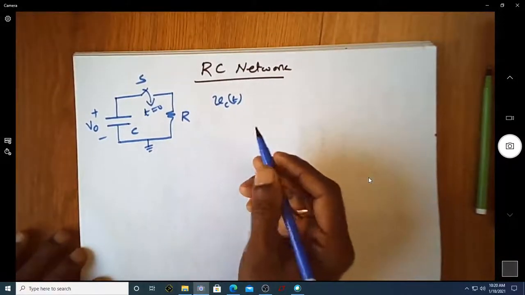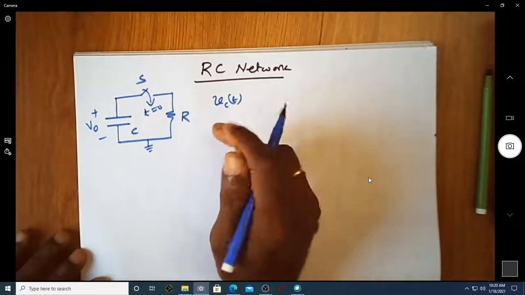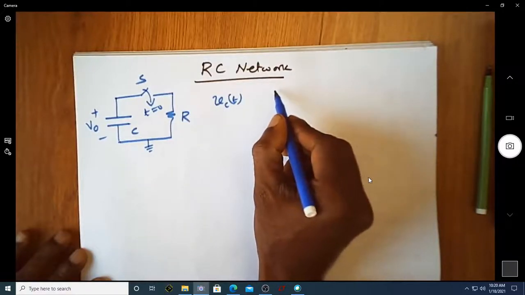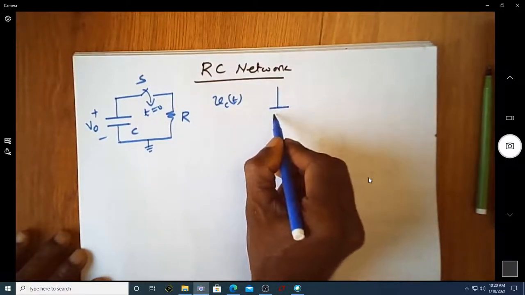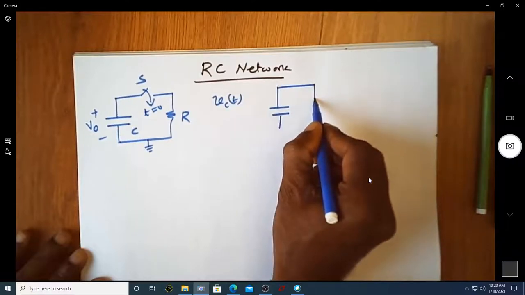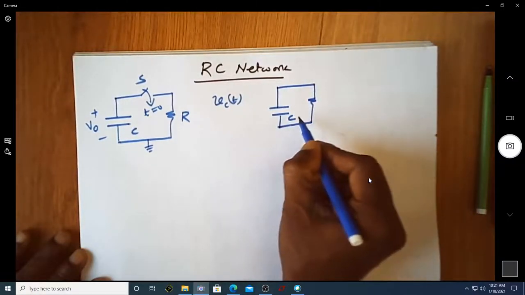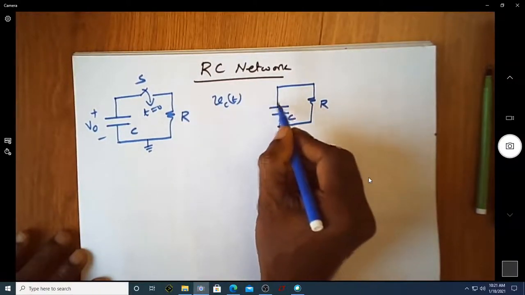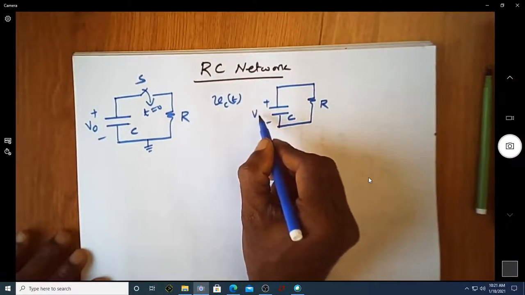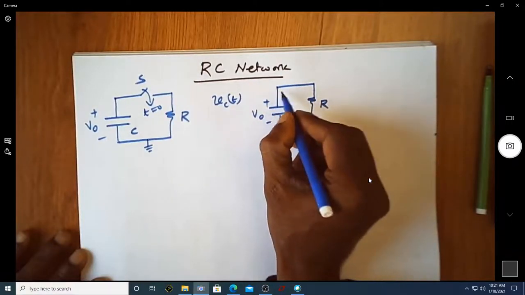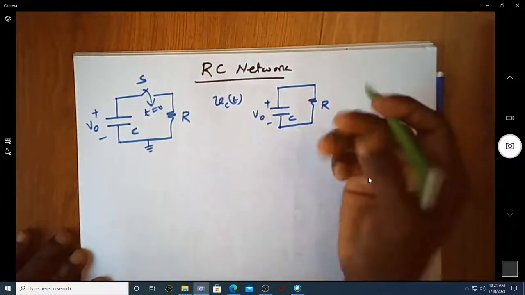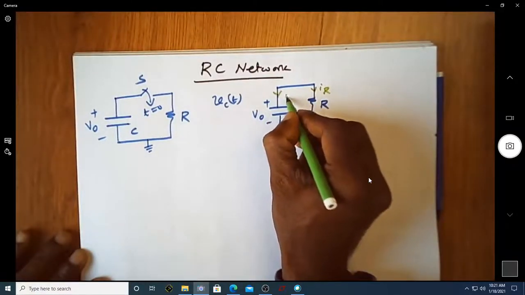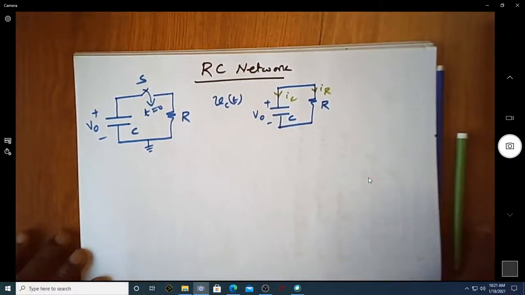So let us write the equivalent circuit of this RC network when this switch is closed. When the switch is closed, it will look something like this. So here this is the equivalent circuit, or how the circuit looks whenever that switch is closed. So you have a capacitor with initial voltage V0, and let us consider a current of IR flowing through this resistor, and there is a current of IC flowing through this capacitor.